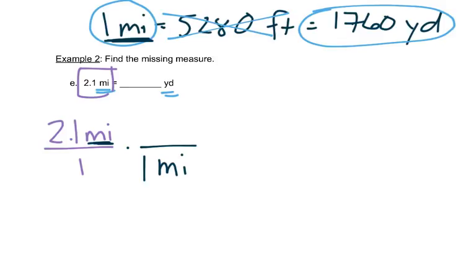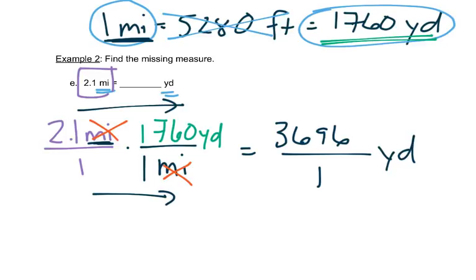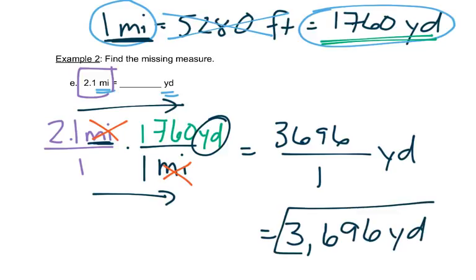And we're trying to change to yards, so we're going to use this other part with yards, and we'll put 1760 yards on the top. That allows the miles to cancel out because one's on top and one's on bottom. And we'll multiply straight across. 2.1 times 1760 gives us 3,696 over 1 times 1 is 1. It's yards that are left. So we have 3,696 yards.